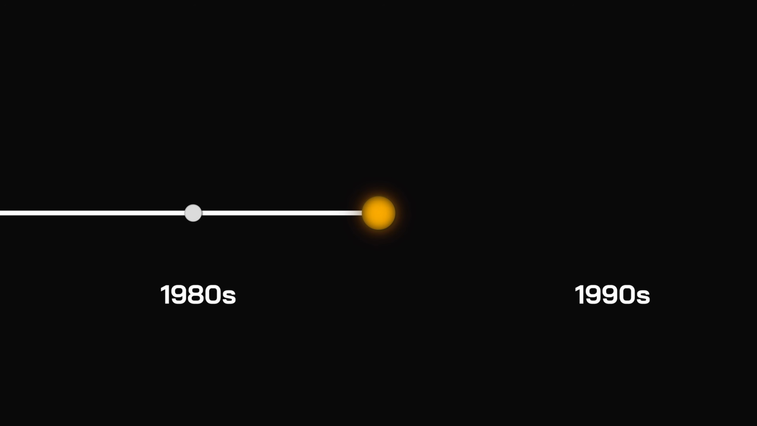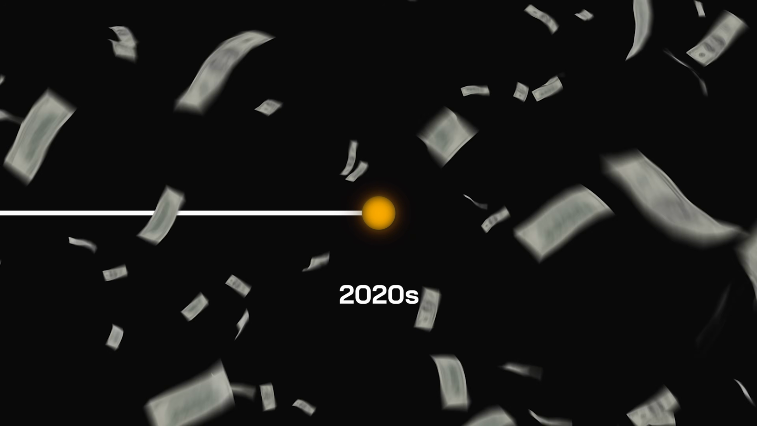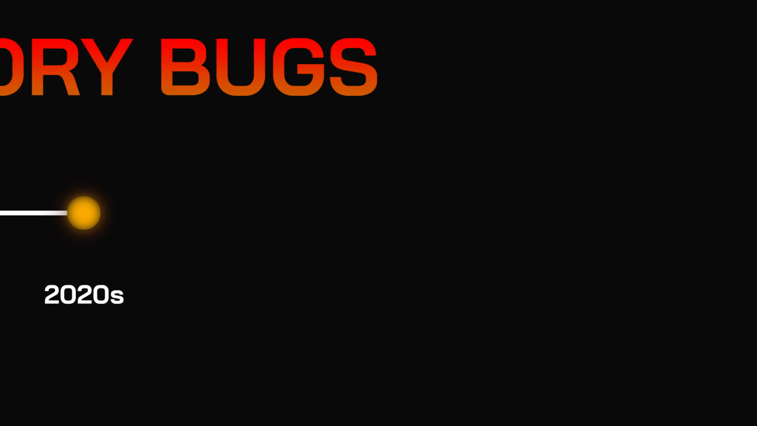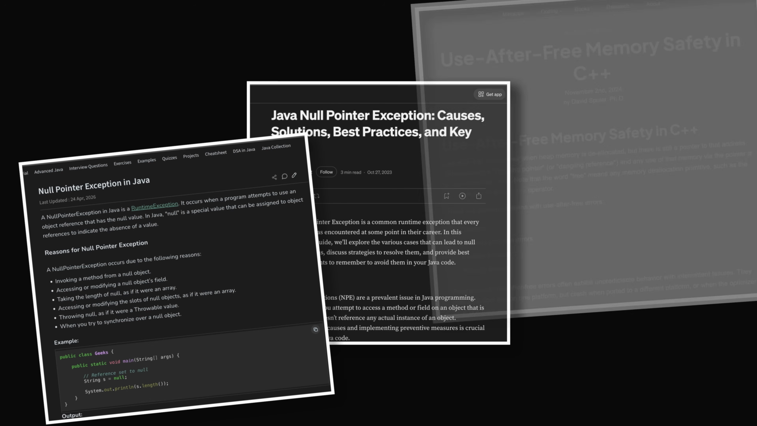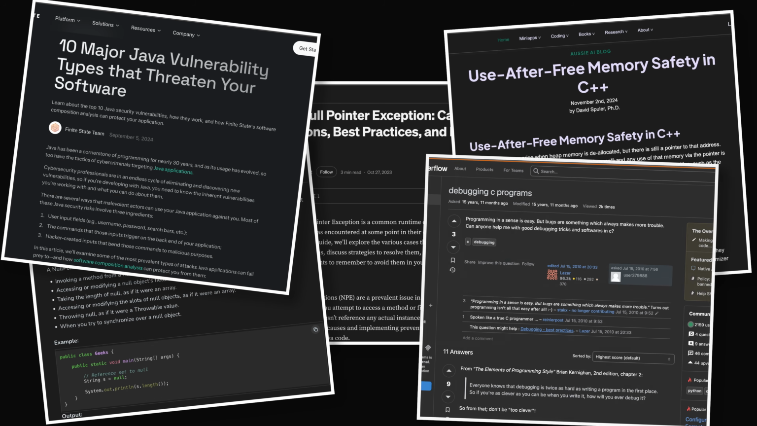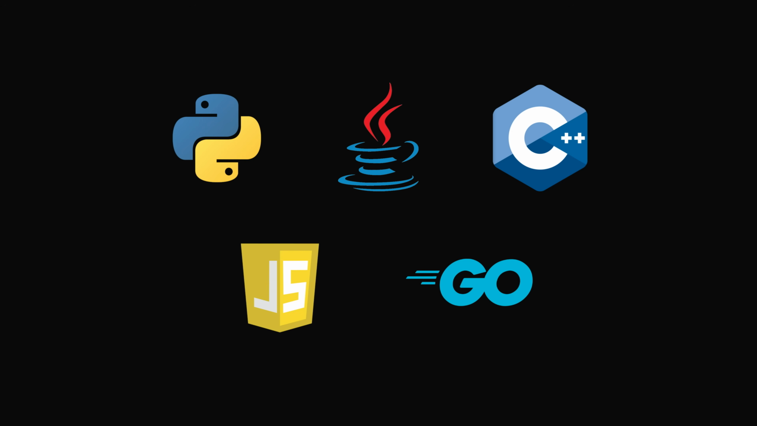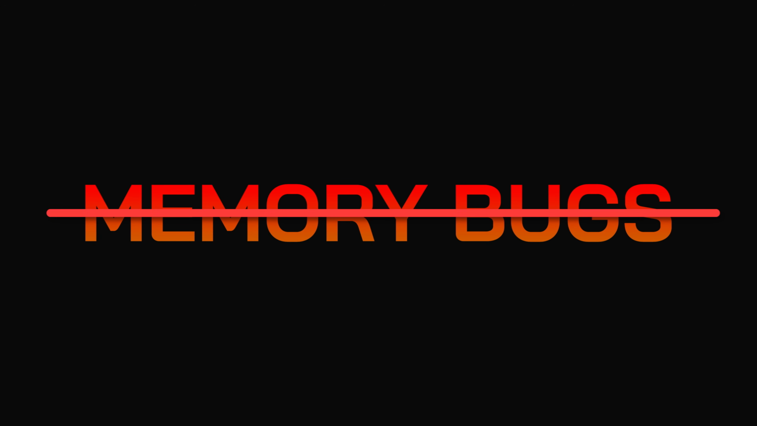For decades, one category of software bugs has cost the industry trillions of dollars, and that's memory bugs. Whether it's a null pointer exception in Java or a use after free bug in C or C++, these issues have caused crashes, security vulnerabilities, and countless hours of debugging. So in this video, let's do something fun. We're going to design a programming language from scratch. But our programming language is going to be special because it will have a memory model that eliminates memory bugs altogether. So let's dive right in.